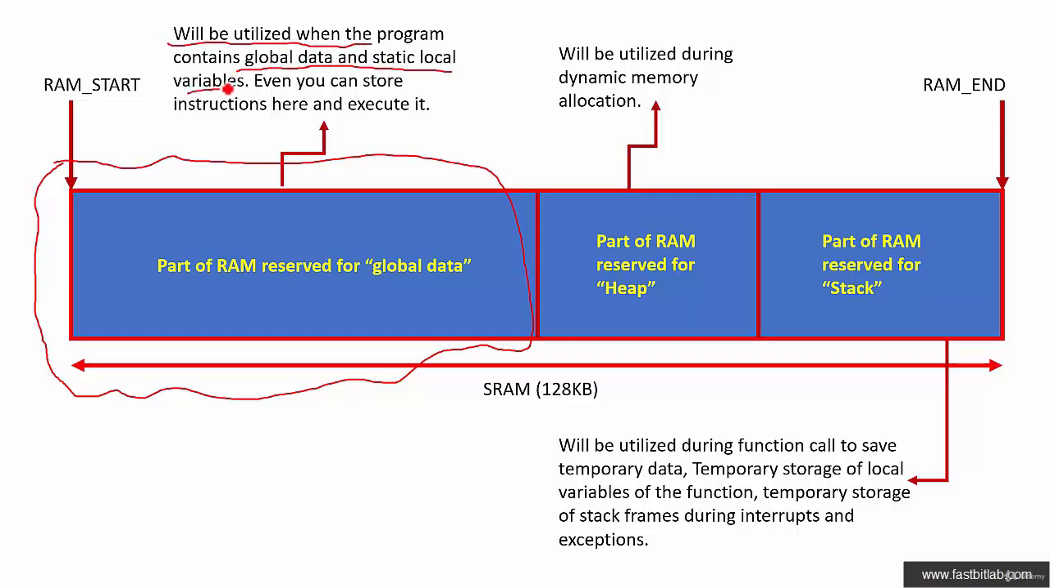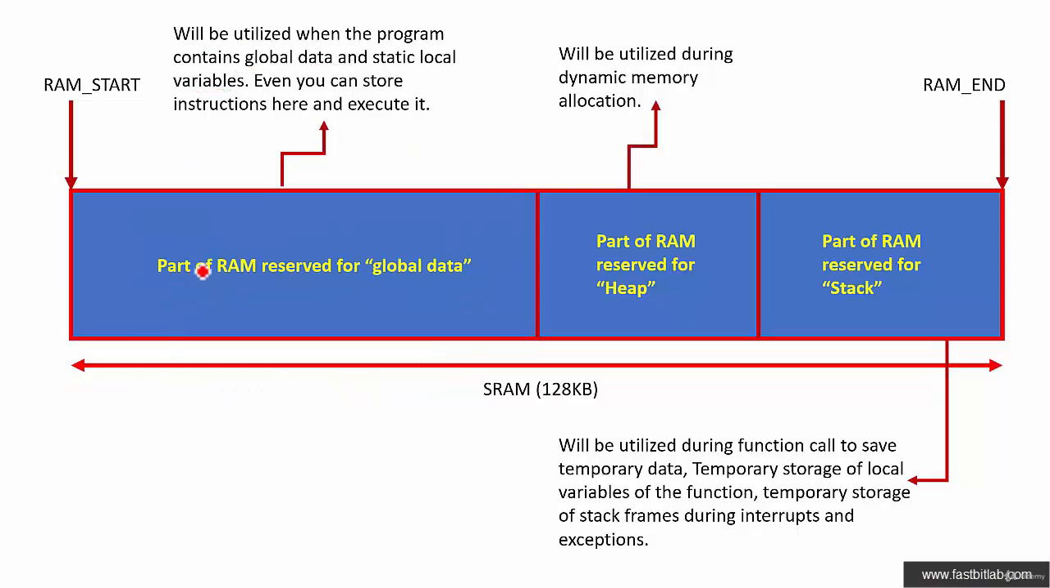When you have lots of global data in your program, those global data will be stored in this part of the RAM. Your program can read and write into this RAM location. You can even store instructions here and execute them. You can even use this as program memory.